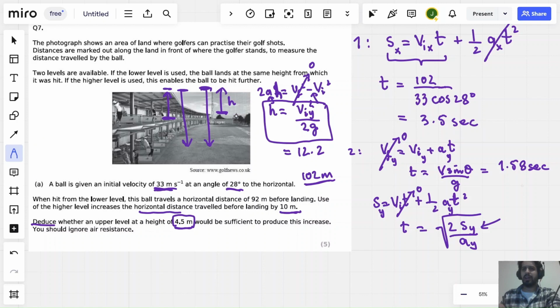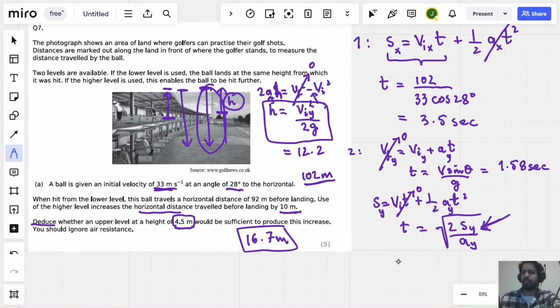But this is not the total height, okay? This is just this part right here. We have to add 4.5 meters to this to get the total height. So the total height will be 16.7 meters. If you substitute this height in this equation for Sy, you will get the time for the second half of our motion, and it will be 1.82 seconds.